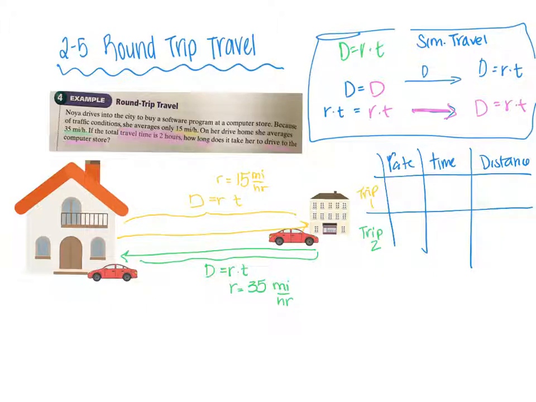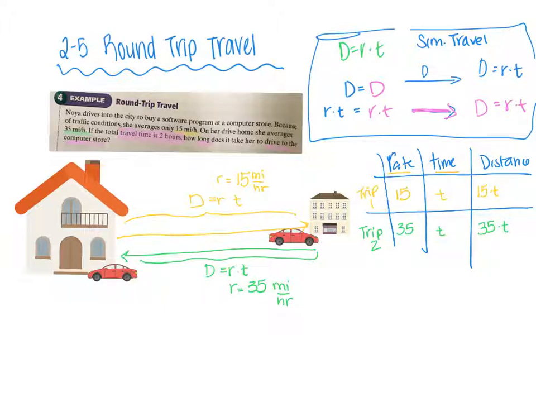Okay, so the first time she left, her rate was 15, and it's some time. And the distance is going to be something like 15 times t, because it's my rate times my time. Now I come down to trip 2, and I have 35, and I have green t. Notice that these are going to be different times. We're going to get to that in a minute. And I know that my distance is still going to be rate, which is 35 times t. Oh, but my yellow t and my green t are not the same time, so I need to put these in terms of each other.